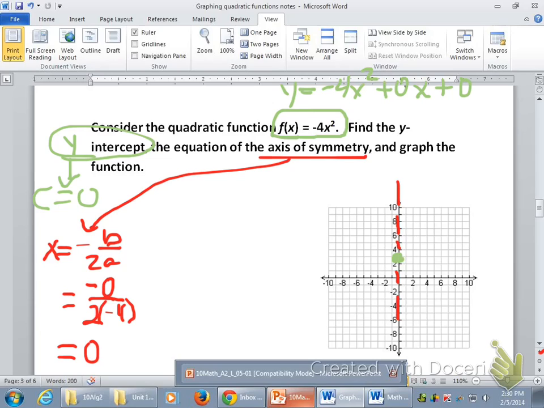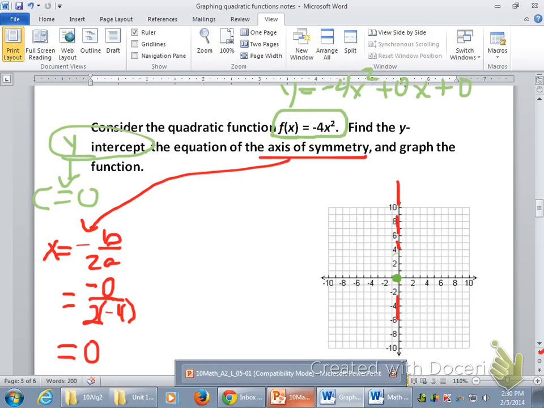Oh, I graphed that in the wrong spot. Who was going to correct me? Nobody's going to correct me? Look at my y-intercept. See it? Wrong spot. My fault. It clearly says 0, and I just put it in the wrong spot for no good reason. Let's put it there. There. Sorry about that. All right.